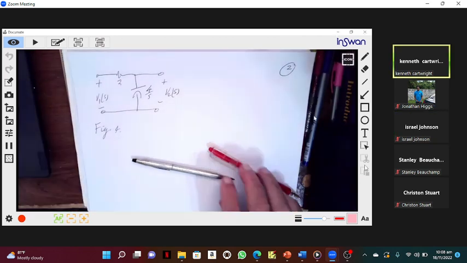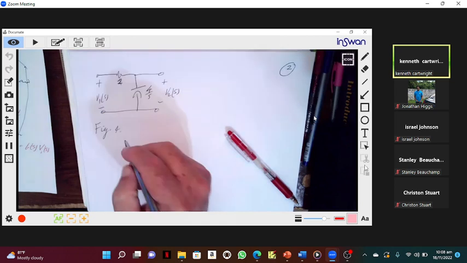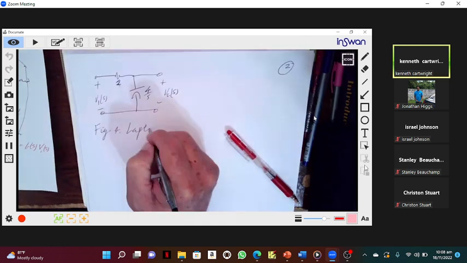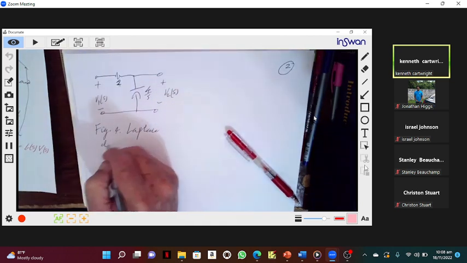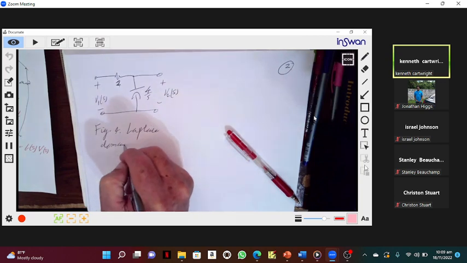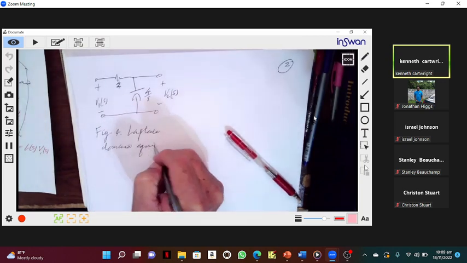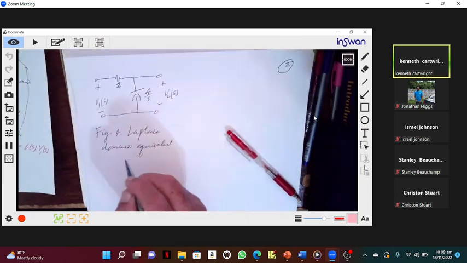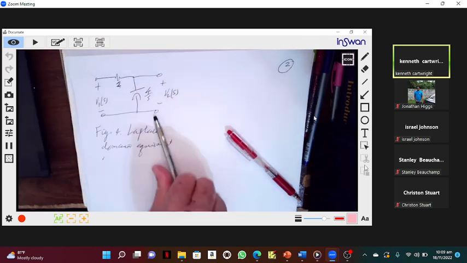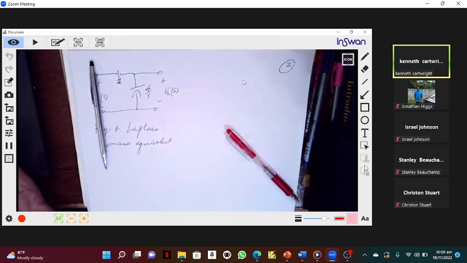Okay, so figure 4 is Laplace domain equivalent of figure 2.